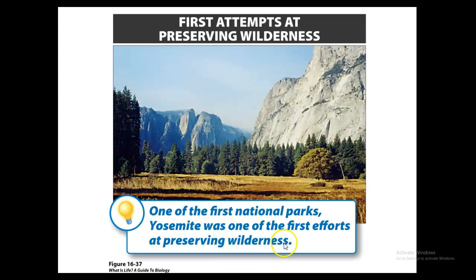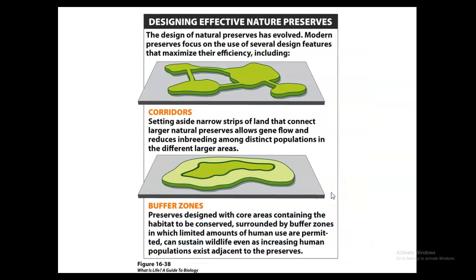Here we have one of the first national parks. Yosemite was one of the first efforts at preserving wilderness. So when you design this, you can go in and design natural preserves, and this actually has evolved over time. So we have the modern preserve focus on the use of several design features that maximize the efficiency.